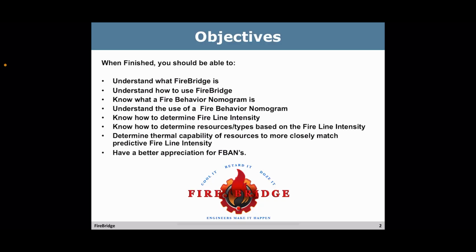For the objectives that I have, never having done this before, is to understand what FireBridge is, to understand how to use FireBridge, know what a fire behavior nomogram is, understand the use of a fire behavior nomogram, know how to determine fire line intensity, know how to determine resource and types based upon the fire line intensity, determine thermal capacity of resources to more closely match predictive fire line intensity, and then to have a better appreciation for FBANs. So let's begin.